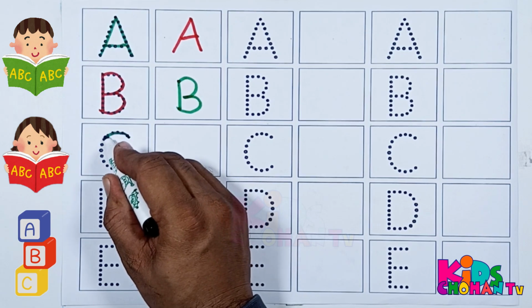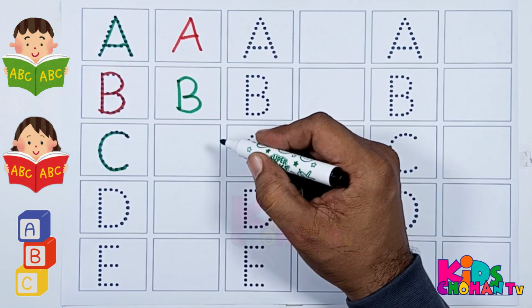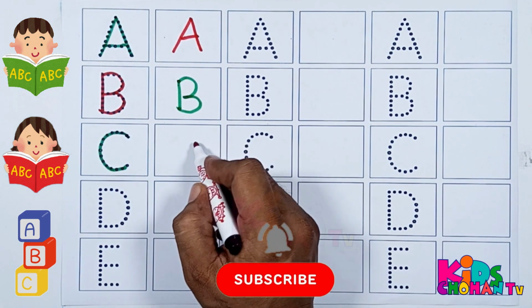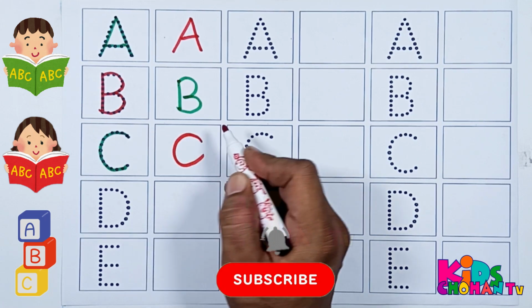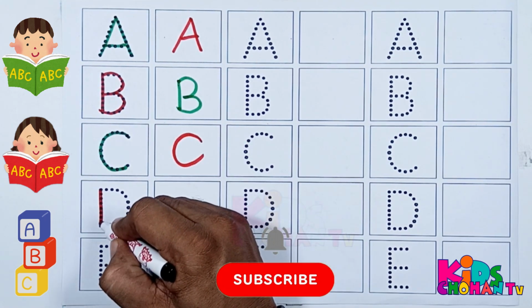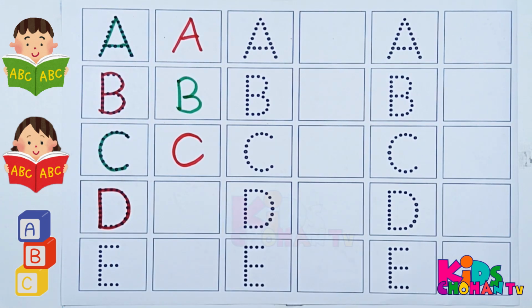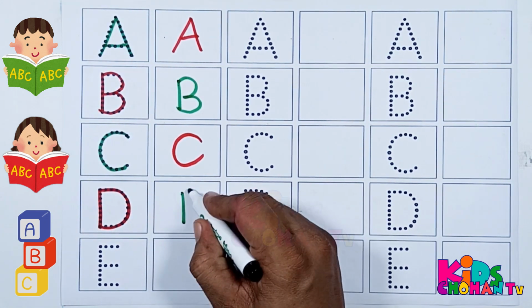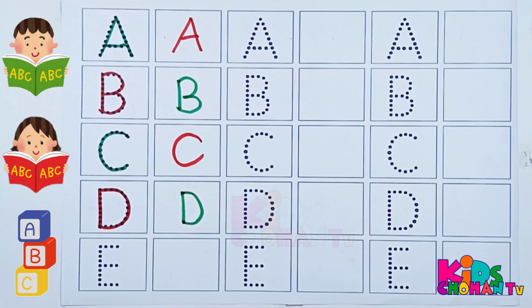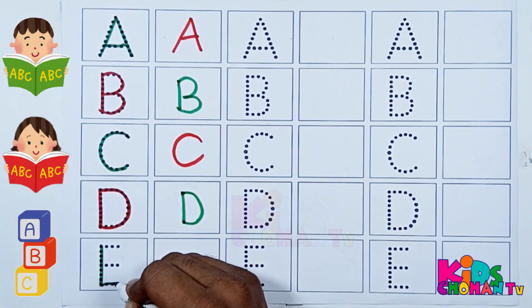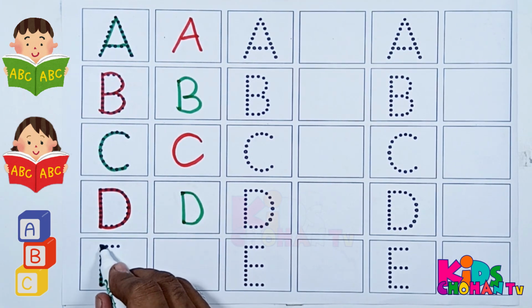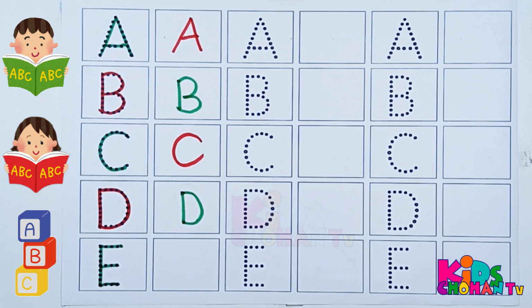Kids, now we are tracing letter C. C. This is letter C. C. Kids, now we are tracing letter D. D. This is letter E. E.